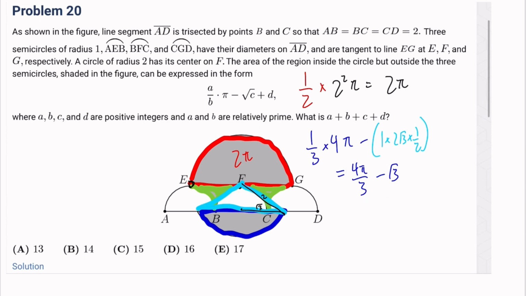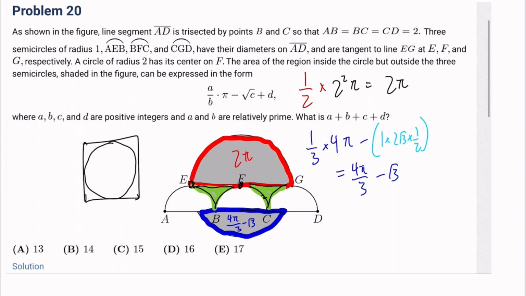So if we do that, then we will be getting the blue part, which is 4 pi over 3 minus √3, right? And then lastly we have the green part, right? And the green part is basically the area that is not part of the semicircles. And so if we have a square and if we have a circle like that, and then if we have the area that is not in the circles like this, the exact sum is these two parts, right? And so since one radius is 1, this whole thing will be 2, so it's 2 squared minus pi, so it's 4 minus pi. So the green ones will be 4 minus pi.